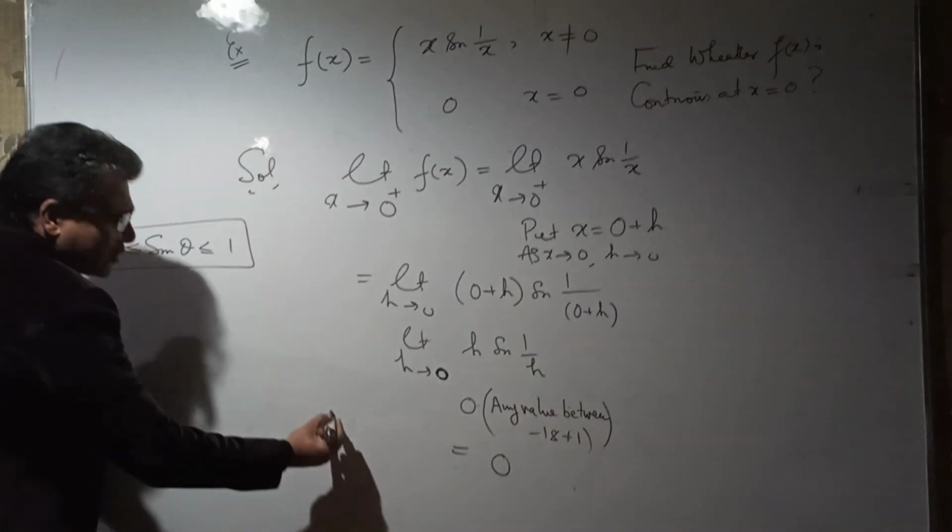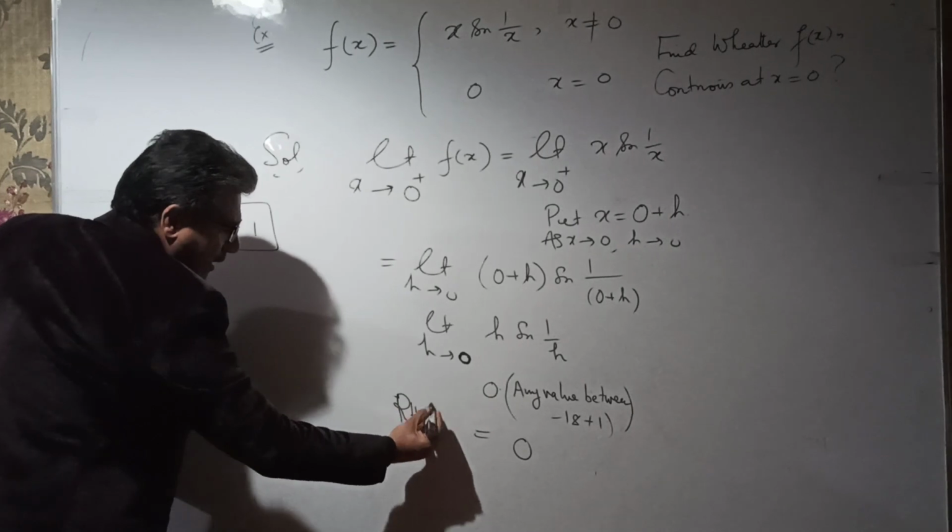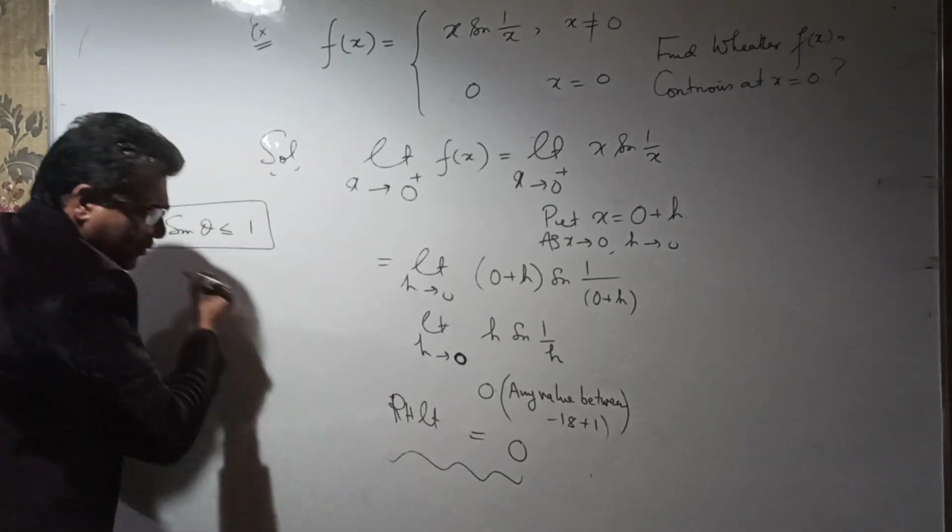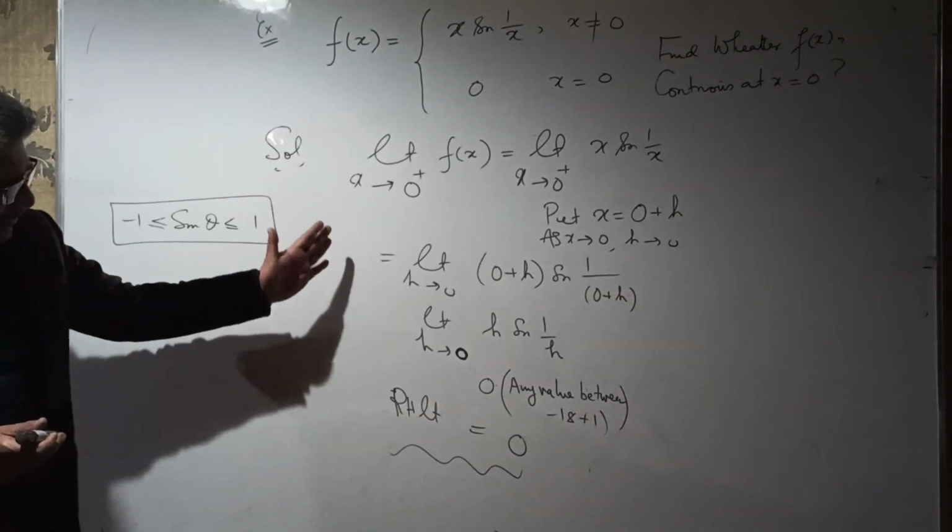So what is this limit? What is the right hand limit? The right hand limit is equal to 0. So we conclude here the right hand limit is equal to 0.